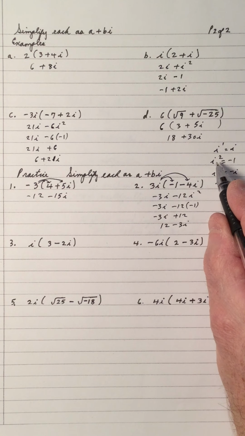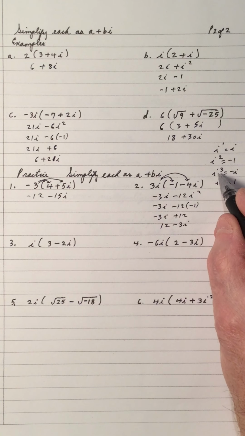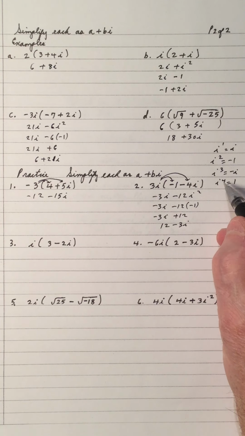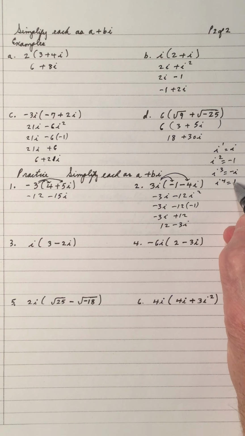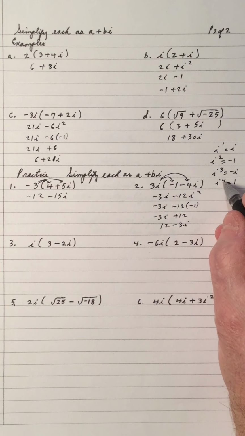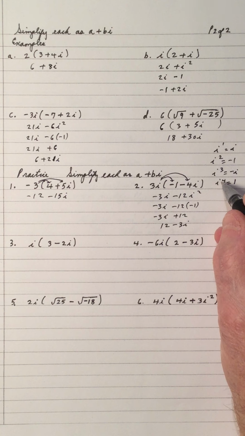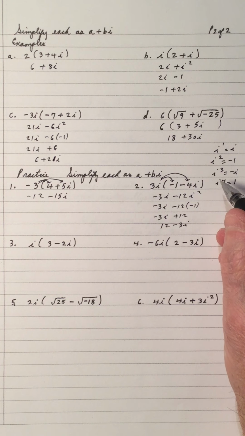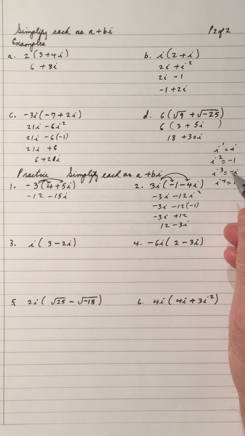You have to know that i squared is negative 1. i cubed is negative i. i to the fourth is 1. Notice any power of 4, if you got i to the 8th, you're going to get a 1. i to the 20, you're going to get a 1, because 4 into 20 goes evenly 5 times with a remainder of 0.